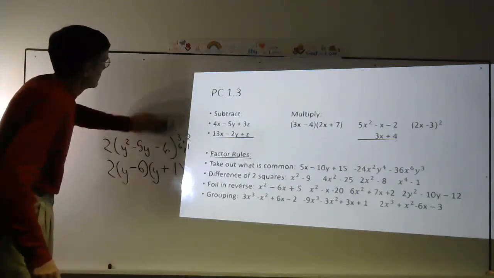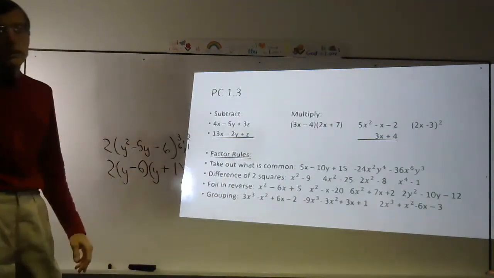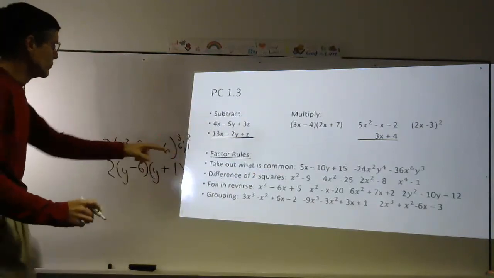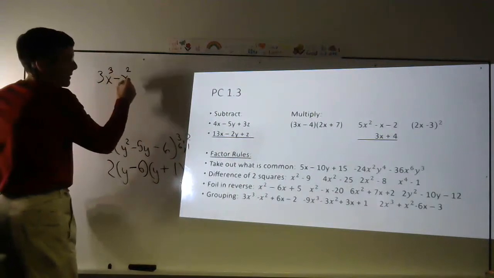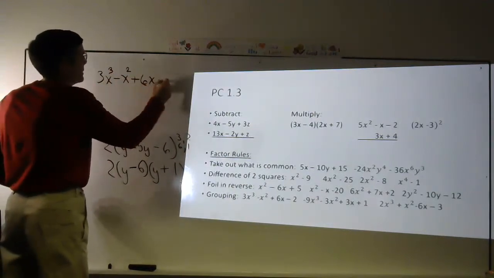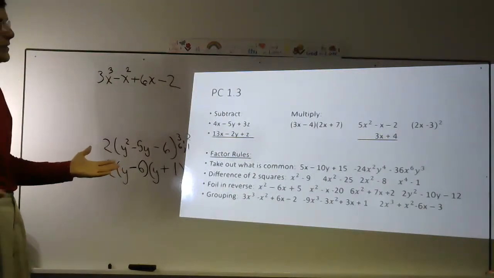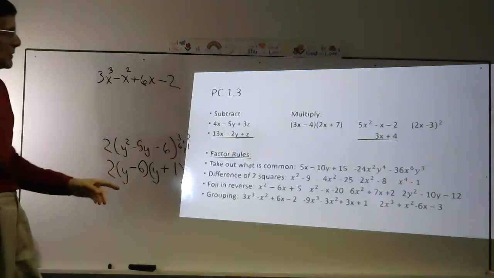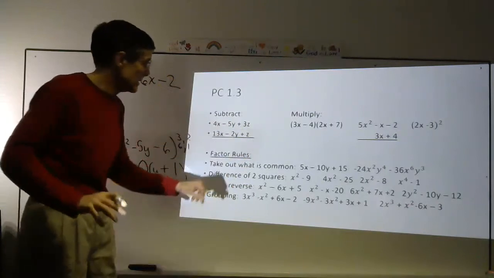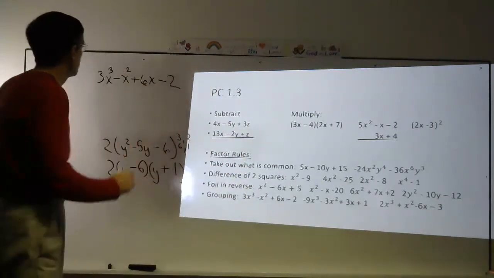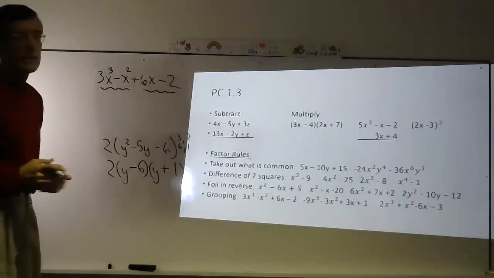All right, so rule 4 is grouping. We're back to easy stuff. Grouping. 3x cubed minus x squared plus 6x minus 2. Okay? When you see 4 terms, it's almost a dead giveaway. It's grouping. Rule 4, 4 terms. You see there's a little method to my madness here. 4 terms, rule 4. Split it up like this. Don't put parentheses around it. Just draw squiggly lines in under it.